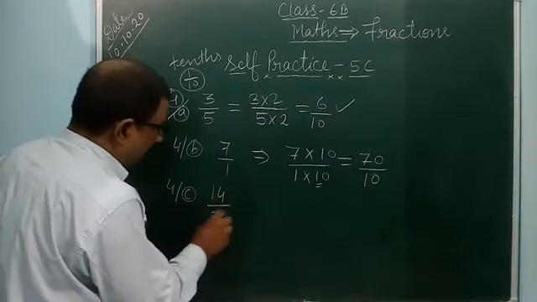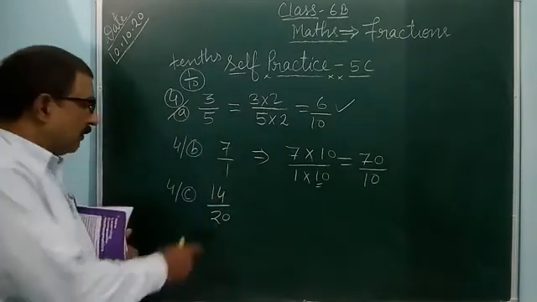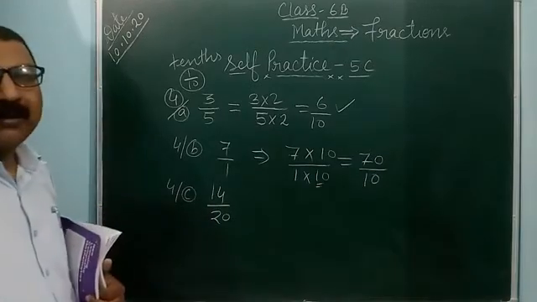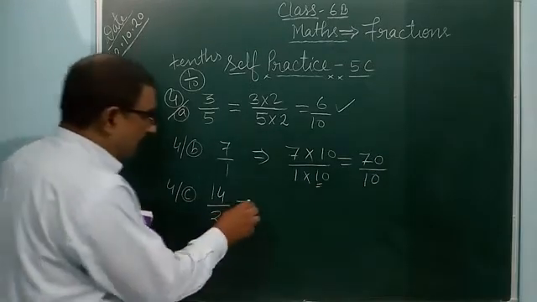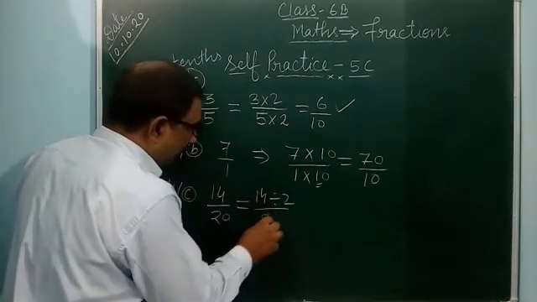14 by 20. Here you can see the denominator 20 is more than 10. So you can divide by 2. So 14 divide by 2 and 20 also divide by 2.